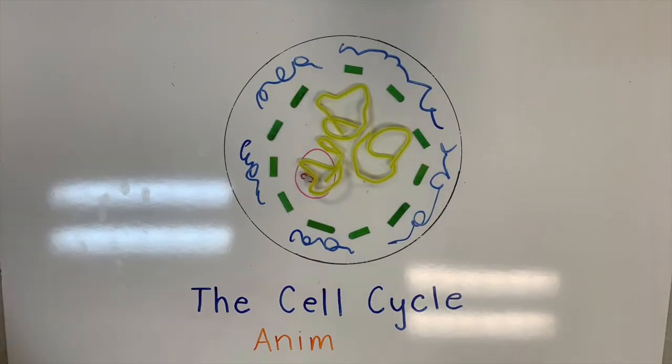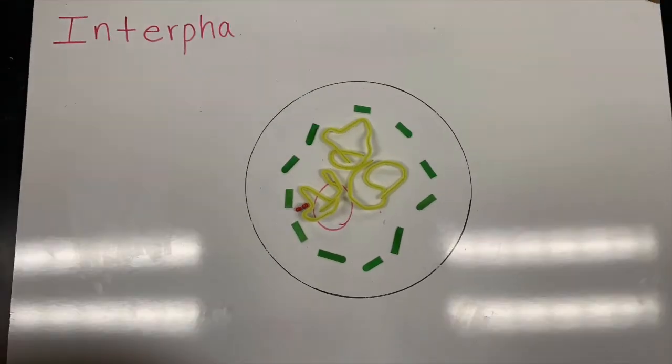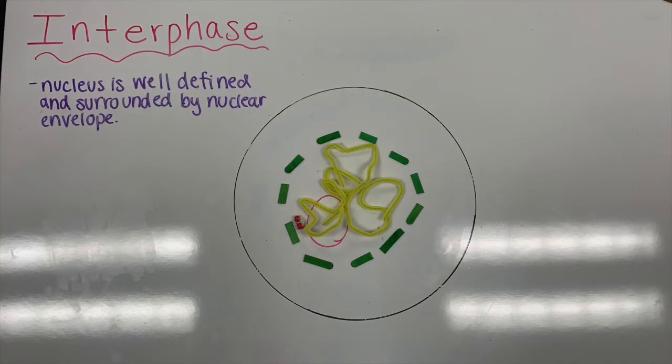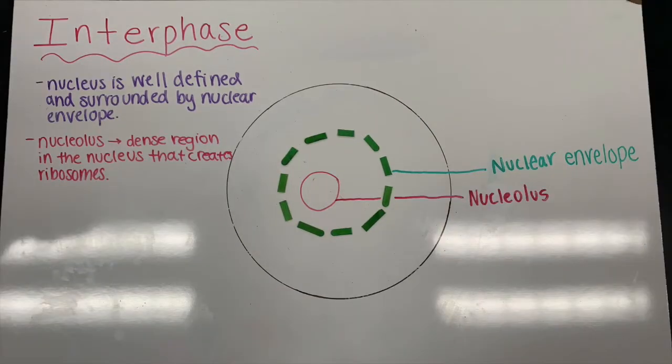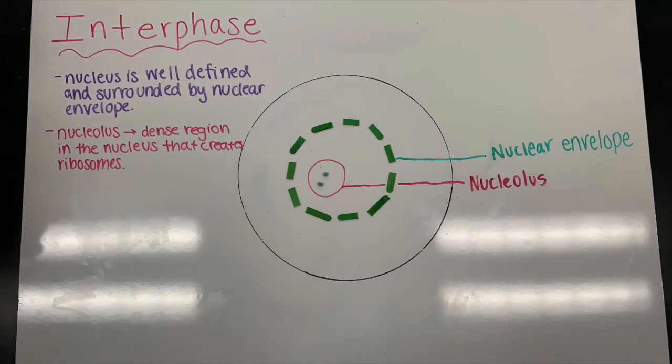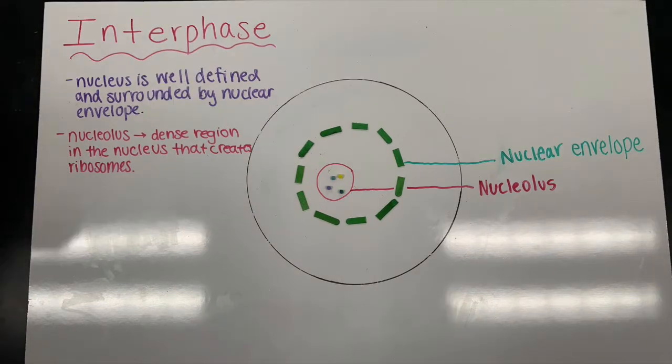The cell cycle. Interphase. In interphase, the nucleus of the cell is well defined and surrounded by the nuclear envelope. The nucleolus, the dense region in the nucleus that creates the building blocks of ribosomes, is well defined and visible in interphase.